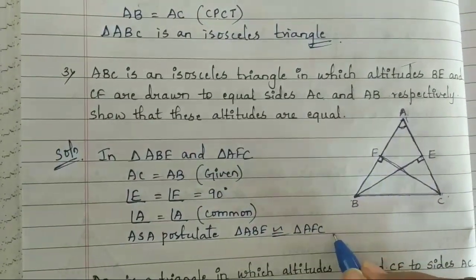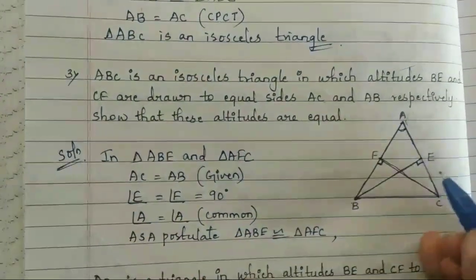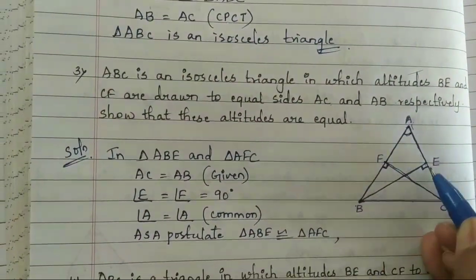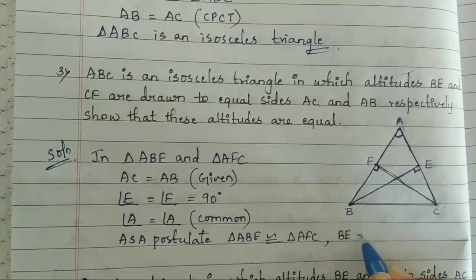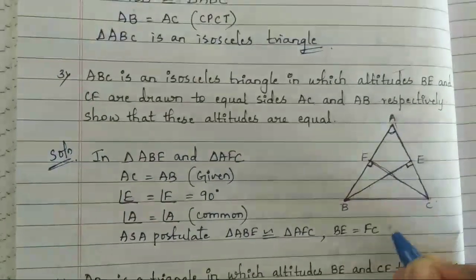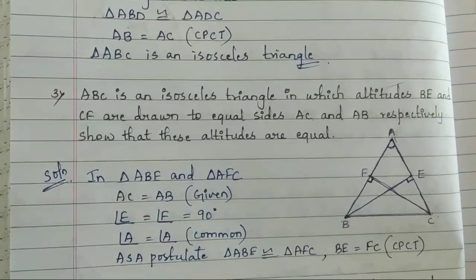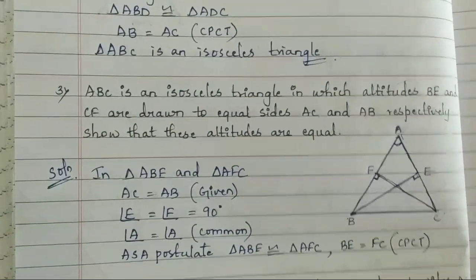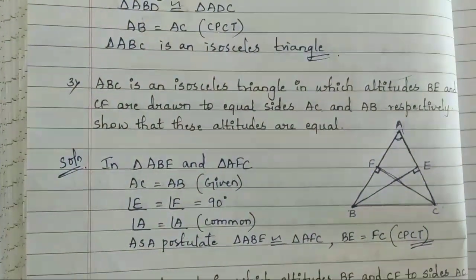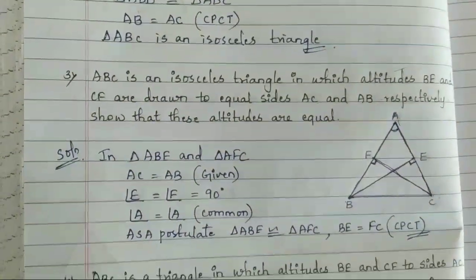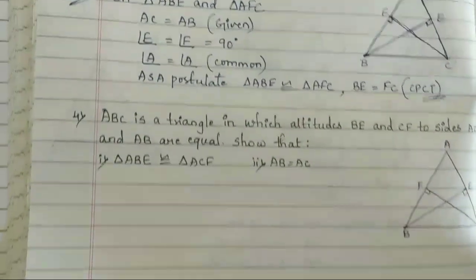As this is congruent, we can write this BE is equal to FC because of corresponding parts of congruent triangle. So this is the answer. Okay, moving on to the fourth question. You can see the fourth question here.